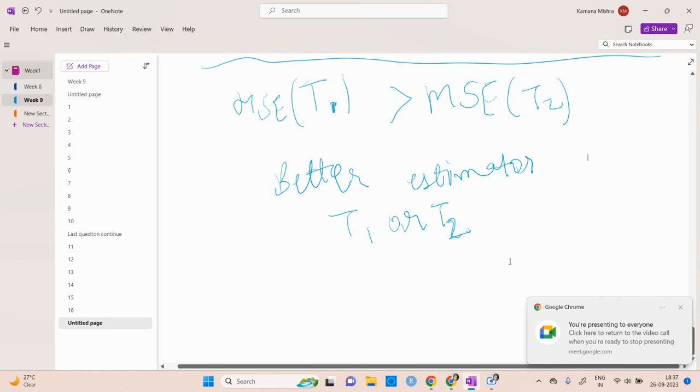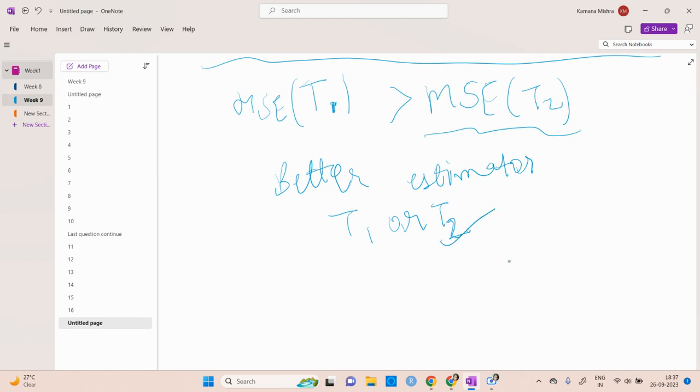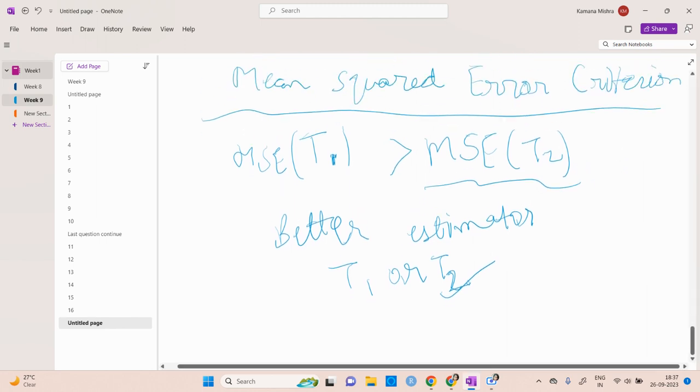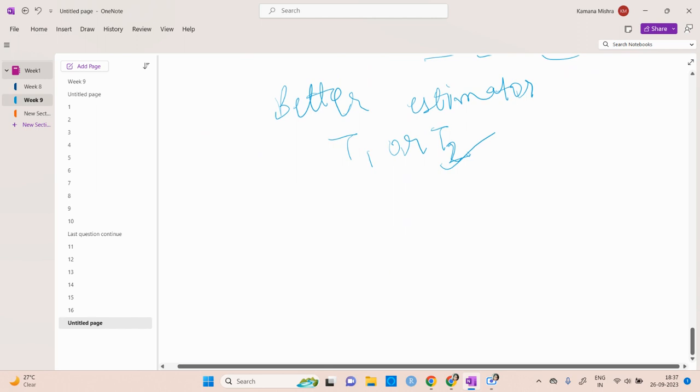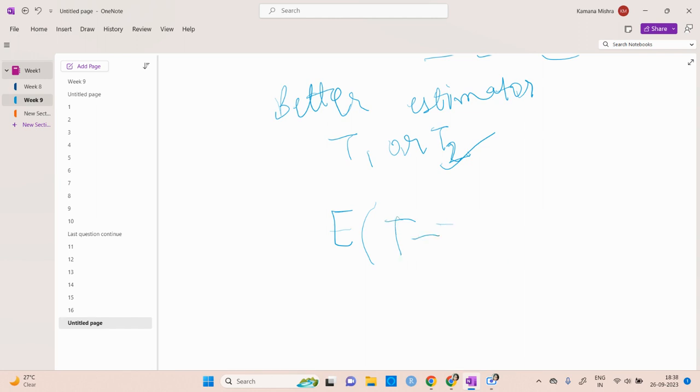Okay, so as you can see, the error in T2 is less than the error in T1. So T2 is the better estimator. Now, how do we find this mean squared error? Firstly, let's say we have the real estimator as T.